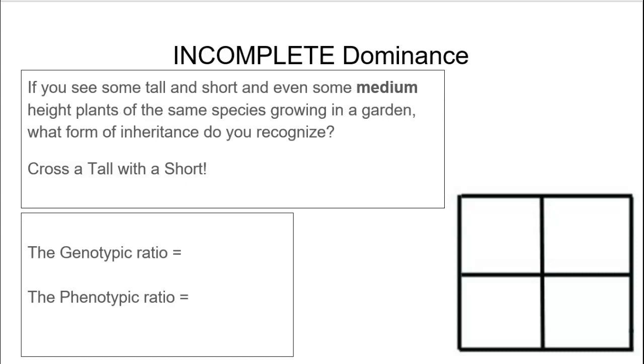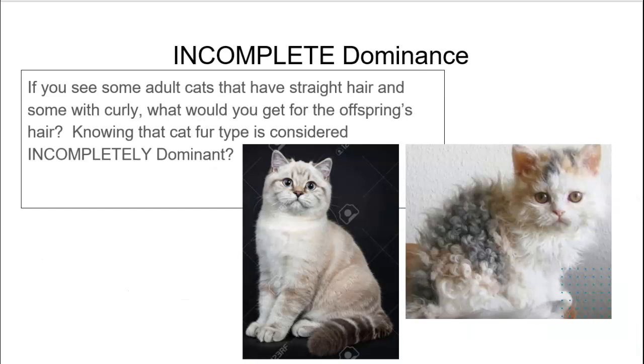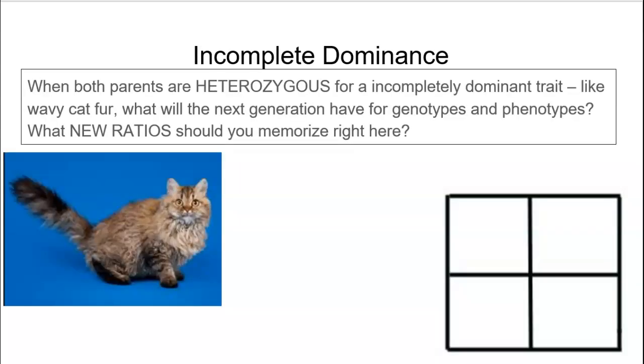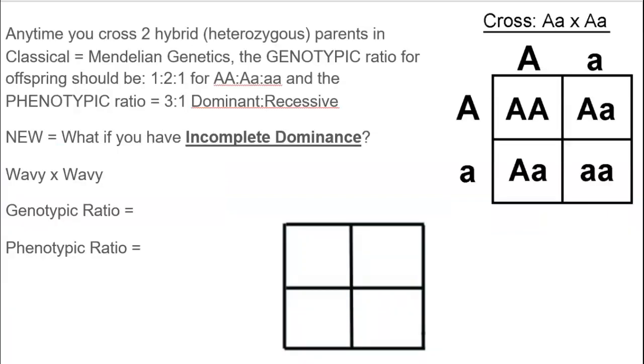Here's incomplete dominance. Tall and short makes medium. Here's another example of straight hair and curly hair. Straight and curly, if it's incompletely dominant, what would you get? What about if you cross 2 heterozygous parents for an incompletely dominant trait, like wavy cat fur? As a review from Mendelian classical genetics, cross a hybrid with a hybrid. For new incomplete dominance, what happens if you cross hybrid and hybrid?